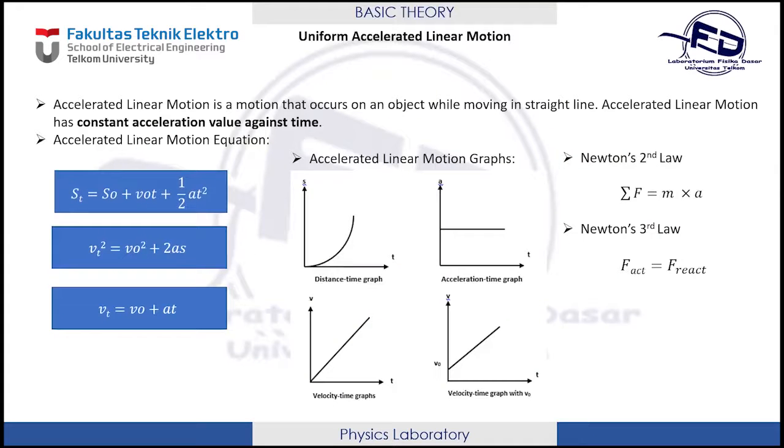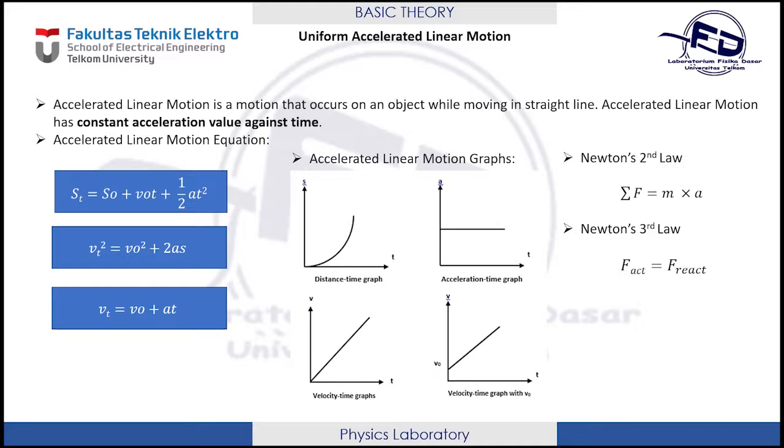The first basic theory is regarding uniform accelerated linear motion. Uniform accelerated linear motion is a motion that occurs on an object while moving in a straight line. It has a constant acceleration value against time. So it can be concluded that in uniform accelerated linear motion, the values of initial velocity and final velocity are different because of the constant acceleration.